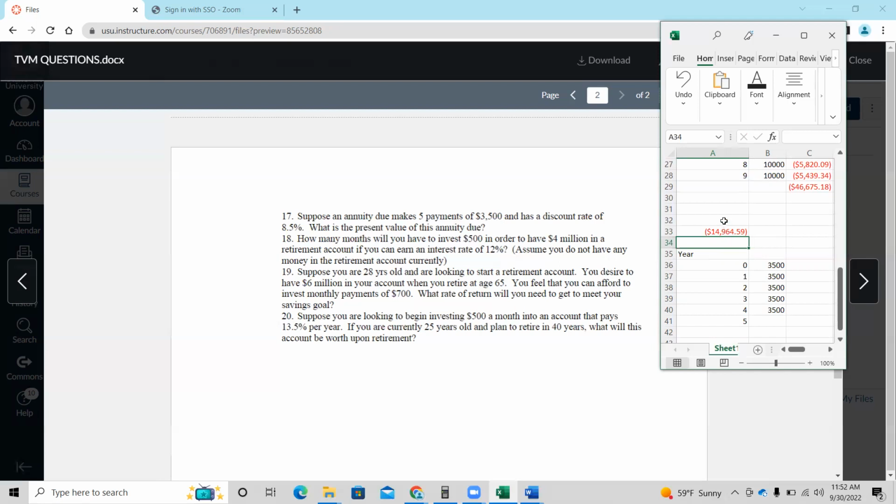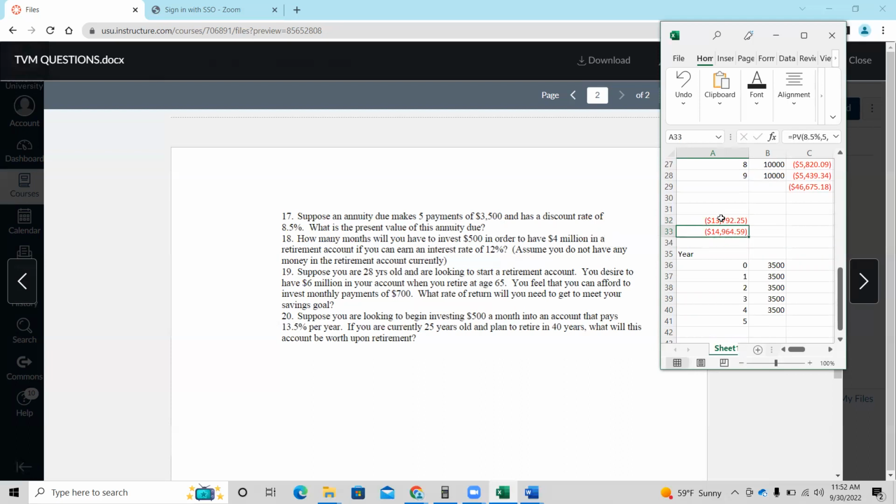Okay. By the way, it might be useful to calculate what the traditional annuity is. My rate again is 8.5%. Number of periods is 5. Payment is $3,500. Future value is 0. And for a traditional annuity, the interest would compound and the payments would be received at the end of the period. So I'll put 0 in there.